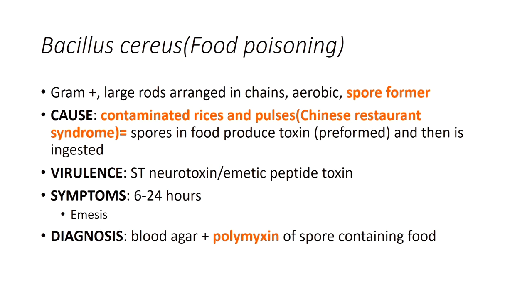And then the person eats the rice after they reheat it back in the microwave, like that's going to do anything. They ingest this preformed toxin. And it is an ST neurotoxin or emetic peptide toxin. This occurs within a few hours, 6 to 24 hours, and vomiting. Okay? Diagnosis, blood agar. We obviously can't take the toxin because it's an ST neurotoxin, but we just take some of the spores that were found in the contaminated food. We can throw it on blood agar with polymyxin to kind of separate Bacillus cereus from all the other guys that can cause this.